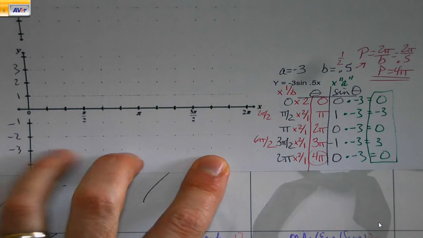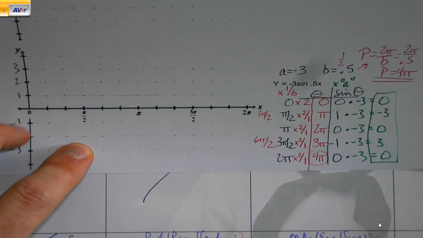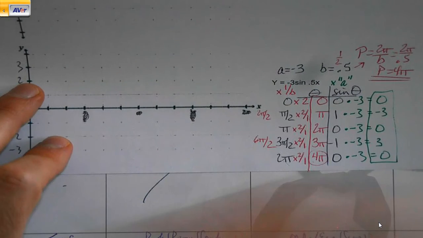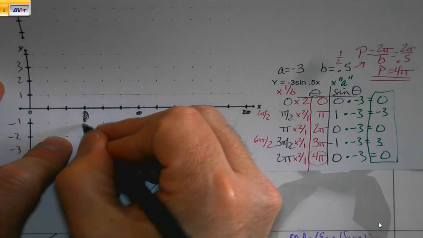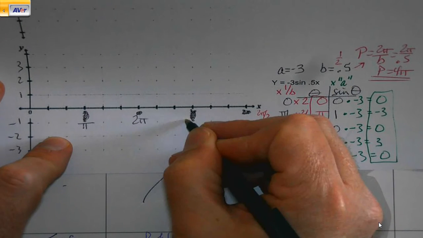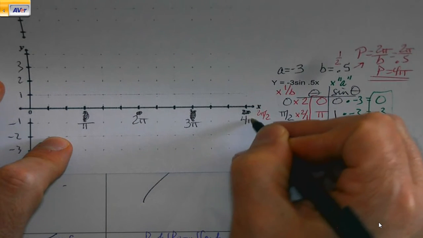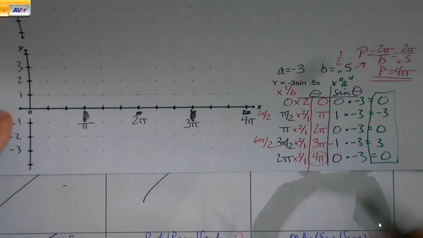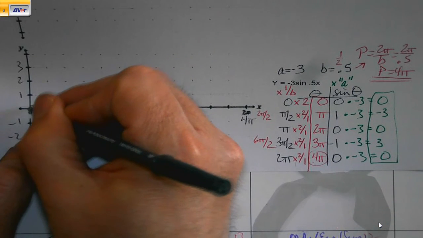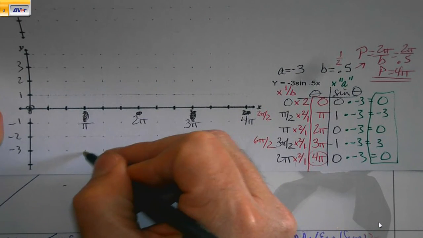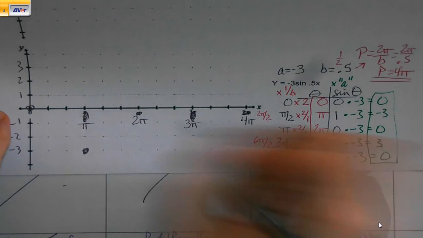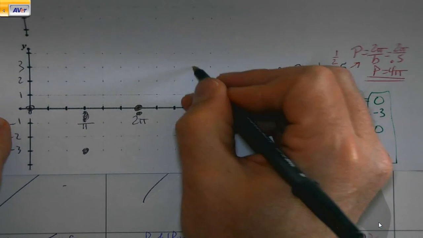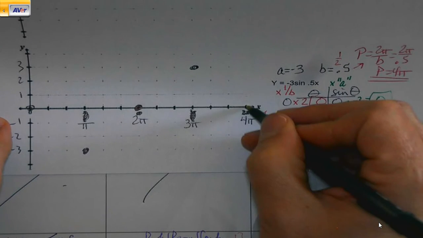So now I'm ready to graph. So once again, I really don't mind that you do this. We'll just kind of scratch these guys out, and we're going to use these. So there's 0, pi, 2 pi, 3 pi, 4 pi. And now I'm ready. 0, 0, pi, -3, 2 pi, 0, 3 pi, 3, and 4 pi back to 0.